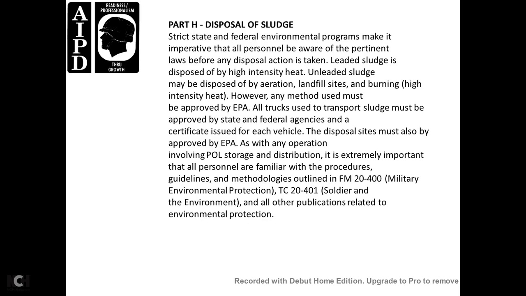Part H, disposal of the sludge. Strict state and federal environmental programs make it imperative that all personnel be aware of the pertinent laws before disposal action is taken. Leaded sludge is disposed of by high-intensity heat. Unleaded sludge may be disposed of by aeration, landfill, hillsides, or burning at high-intensity heat. However, any method used must be approved by the Environmental Protection Agency. All trucks used to transport the sludge must be approved by the state and federal agency, with a certificate issued for each vehicle. The disposal site must also be approved by the EPA.